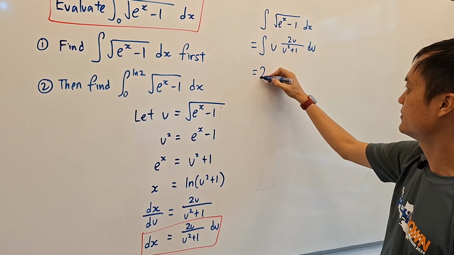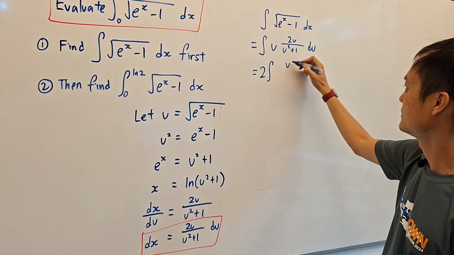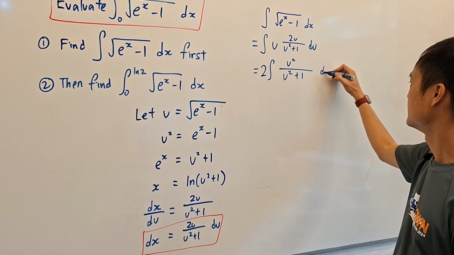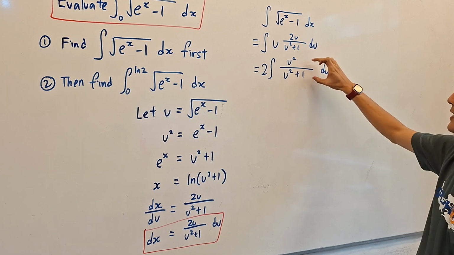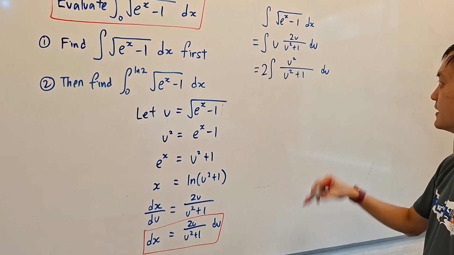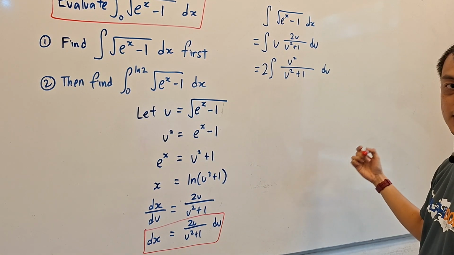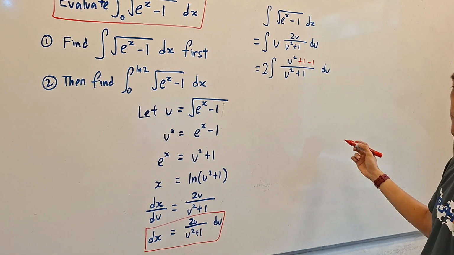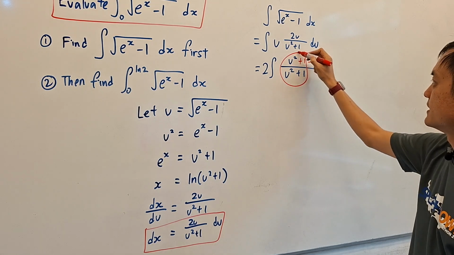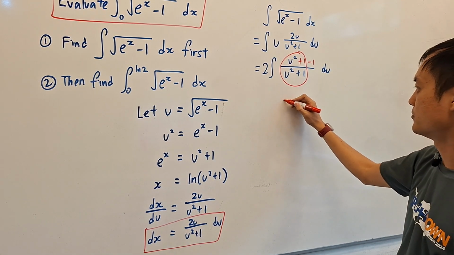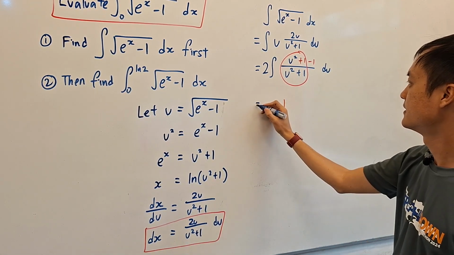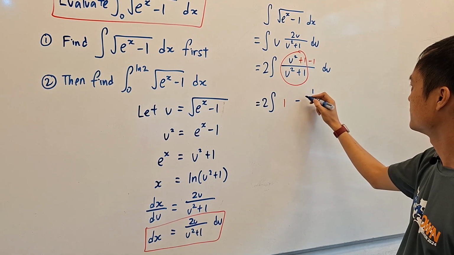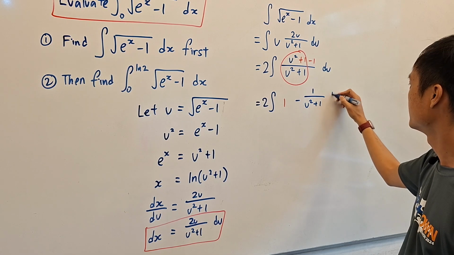First, we can bring the constant out, and then we multiply u in, so we get 2 times u squared over u squared plus 1 du. And notice that this is an improper fraction. For an improper fraction, we can do long division. Otherwise, we will just perform a shortcut by adding 1 and minus 1 on the numerator, so that we can isolate these terms, and these terms will essentially become 1. So this can be evaluated as 2 times the integral of 1 minus 1 over u squared plus 1 du.